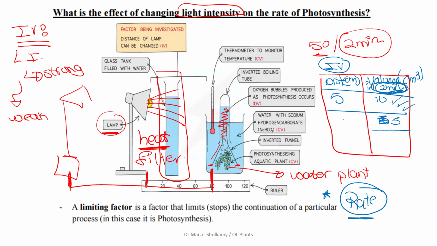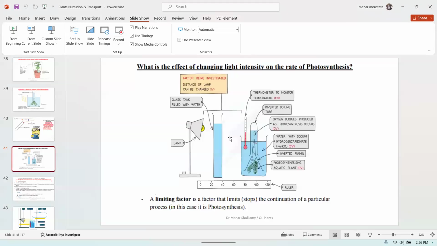Okay, these are the questions, by the way. The questions don't come out of that. But a lot of you don't know what the rate is. A lot of you make very small mistakes that we want to avoid. So I hope this experiment is clear. Let's go over the experiment again.